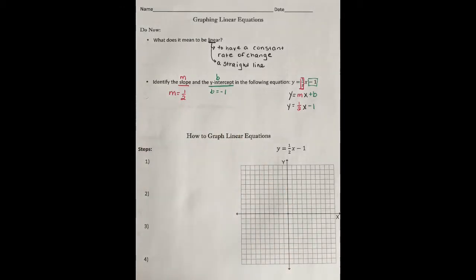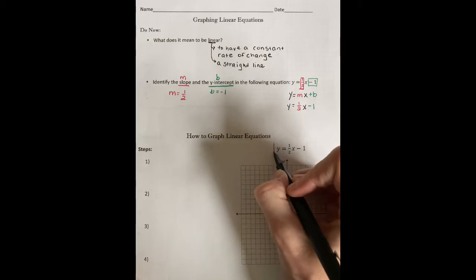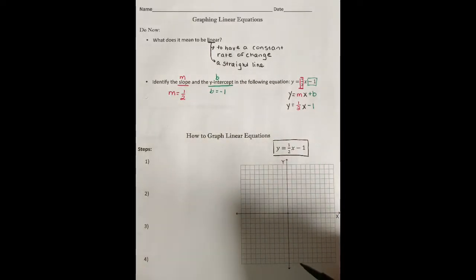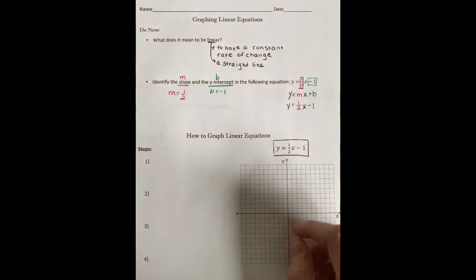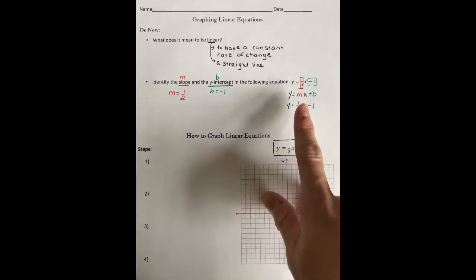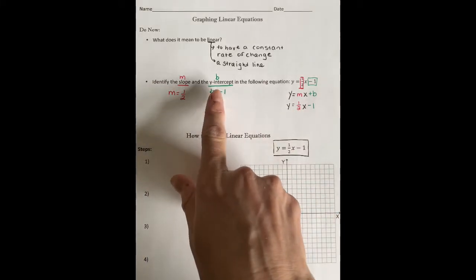So next, we're going to learn how to graph linear equations. I'm given my equation here at the top. y equals 1/2 x minus 1, which is just what we did up there in our do now. So we know our equation is in that slope-intercept form. We are given two different things through the slope-intercept equation, and we have our m and our b. We already identified our m and our b up there.